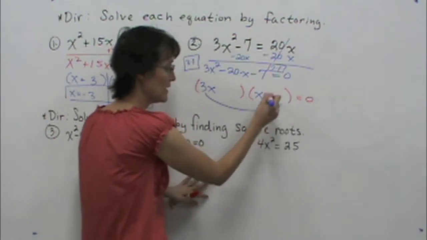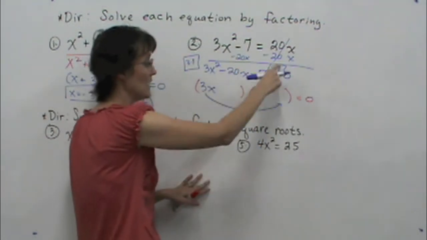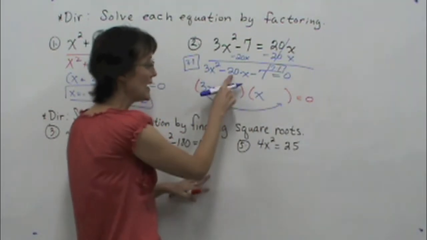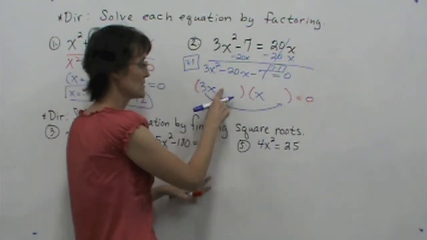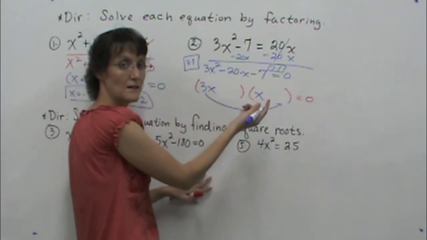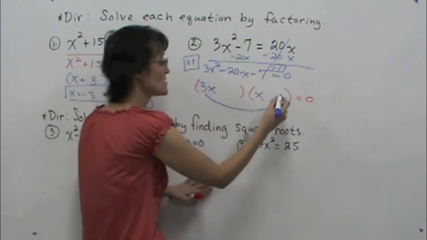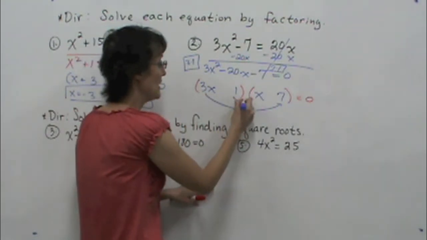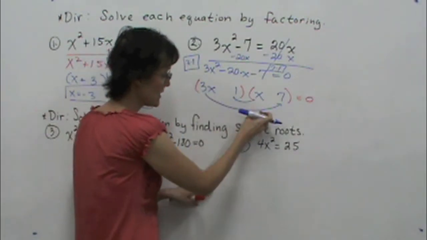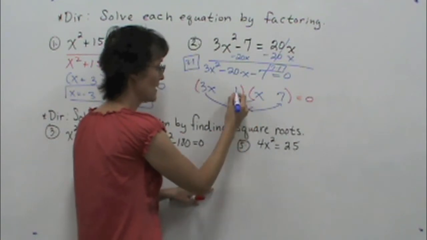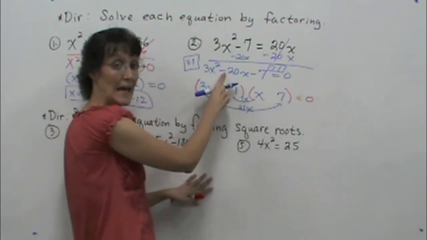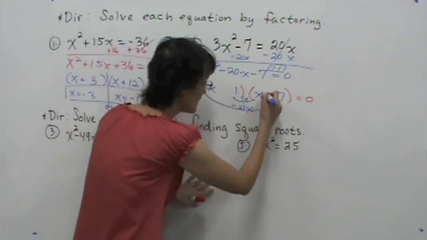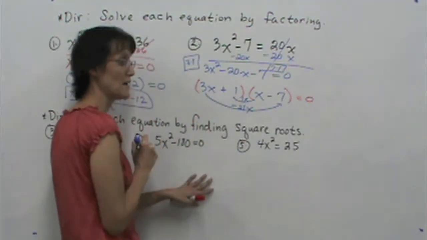Remember, whatever number I put here, because of foiling, this is actually the outside piece of the foil. I have to multiply by 3. I'm trying to get to a 20. Is it going to be 3 times 1 or 3 times 7? I'm going to subtract. So it's going to be 3 times 7, and then I'm going to put my 1 right there. Now, if I do my inside and outside, 3x times 7 is 21x. 1 times x is x. I need a negative 20, so it makes sense to put that at negative 21. So to get that negative 21, it goes there, and there's my plus right there.